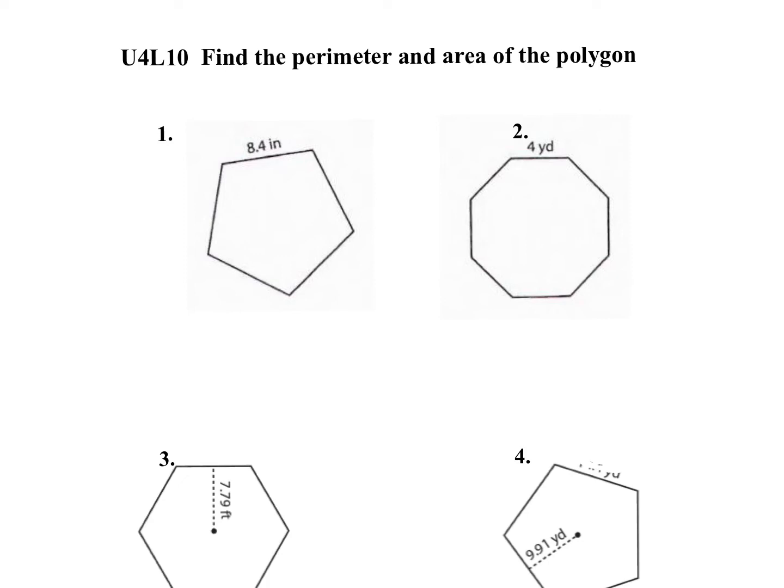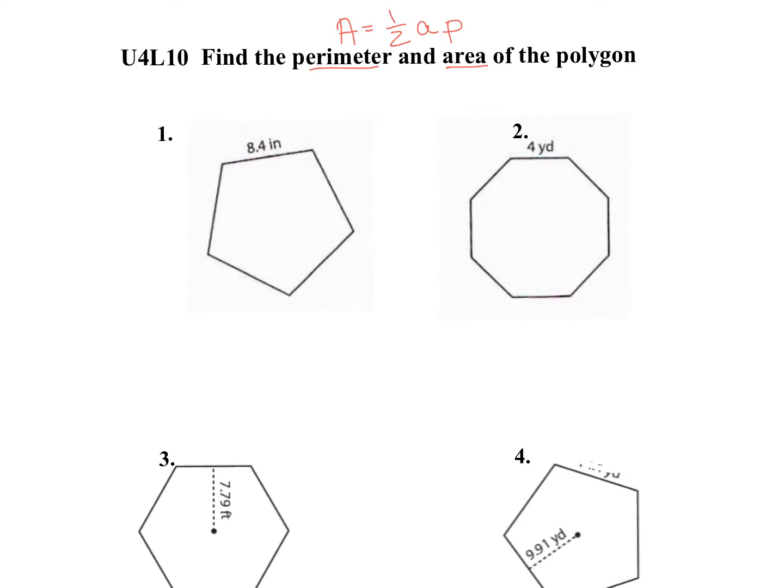Hi Geometry, we're going to be working on Unit 4, Lesson 10, finding the perimeter and area of a polygon. We're going to be using the area equation, area equals 1/2 the apothem times the perimeter.